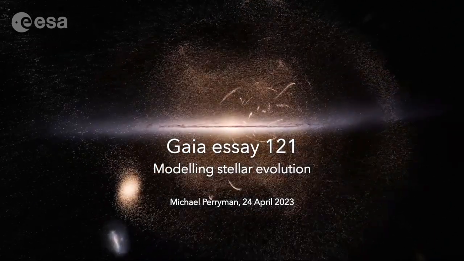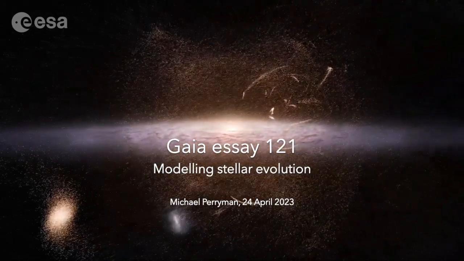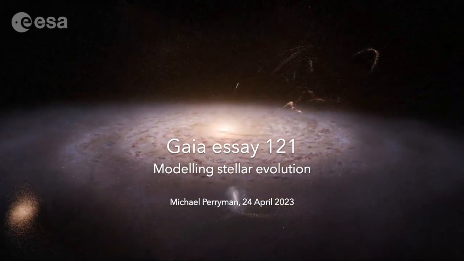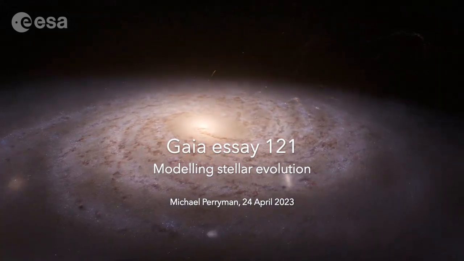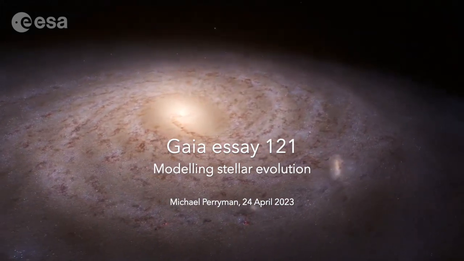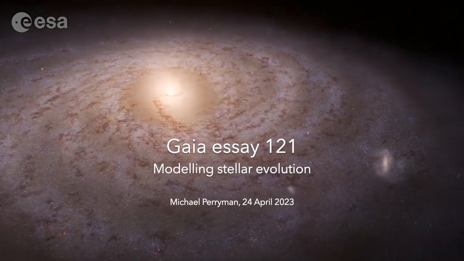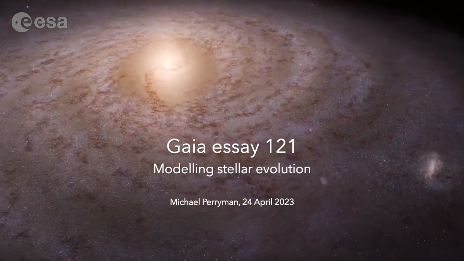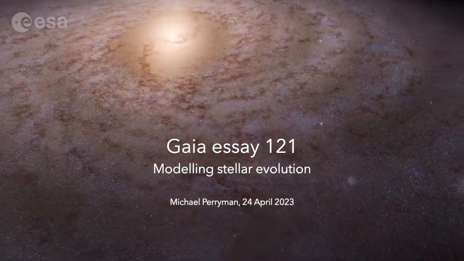The Gaia-ESO survey, for example, specifically focused on providing abundances of heavier elements, including those created by the slow and rapid neutron capture processes, the s-process and r-process. These tell us about nucleosynthesis in previous generations of stars.